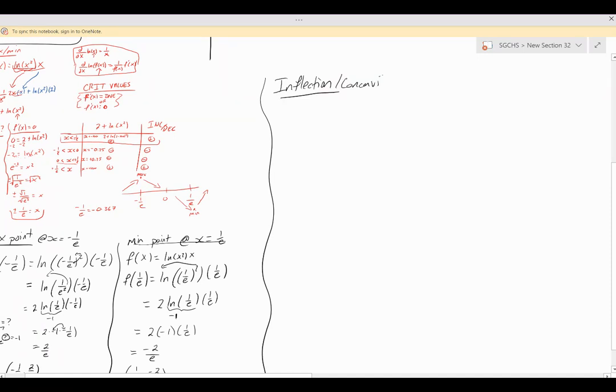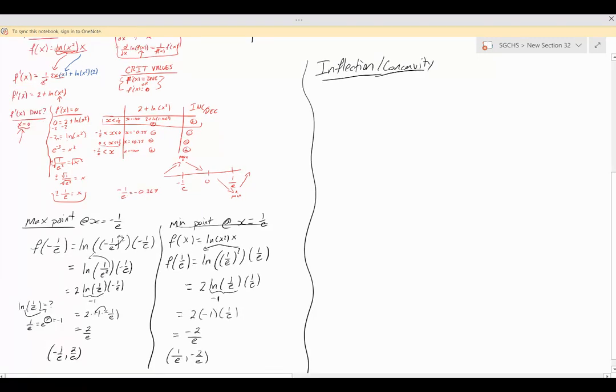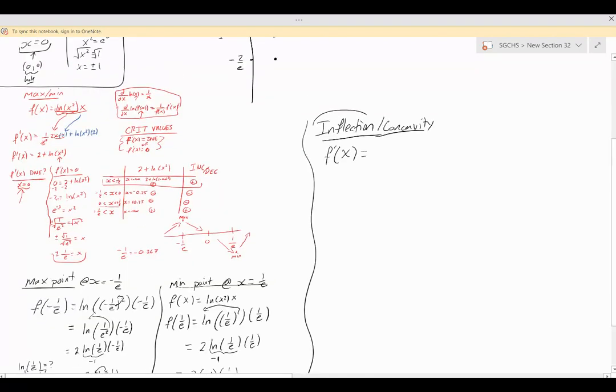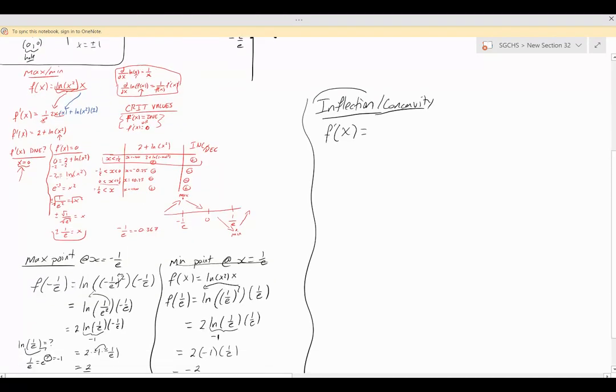So remember, concavity and inflection points are tied to the second derivative. They show us whether we should be concave up or concave down, and where we have a change in concavity. So our second derivative is the derivative of our first derivative. Our first derivative we've found to be 2 plus ln x squared.